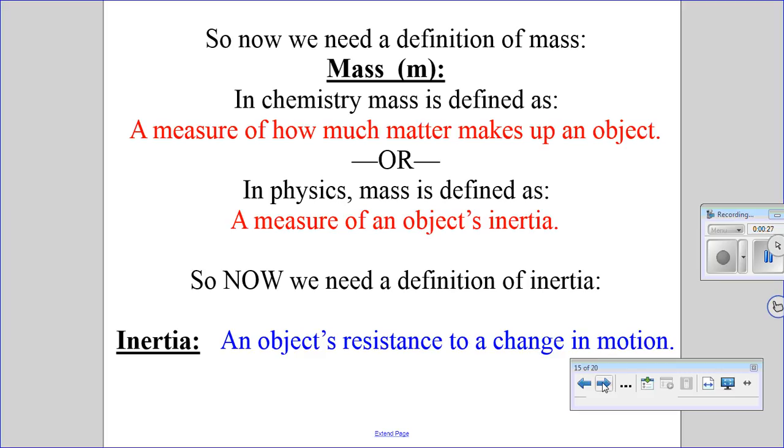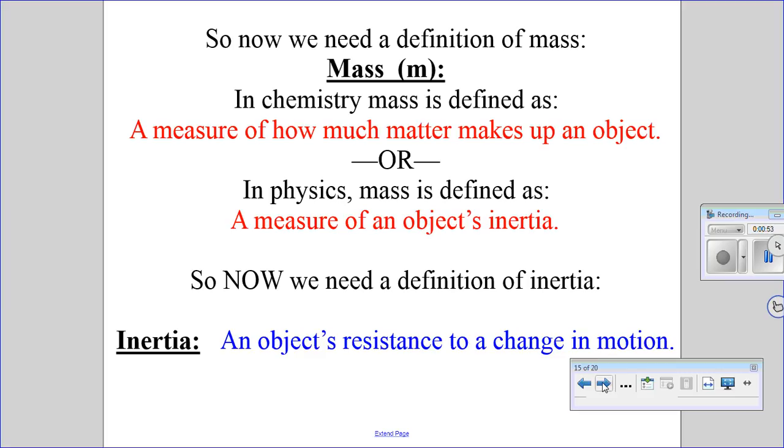Okay. So in chemistry, I'm guessing, I've never been in your chemistry class, but I'm guessing that mass is defined as a measure of how much matter makes up an object, right? So when you measure mass, you're counting protons, neutrons, and electrons. More of those particles means more matter, means more mass, right? And to be honest, on a conceptual level, that's the definition that I prefer.